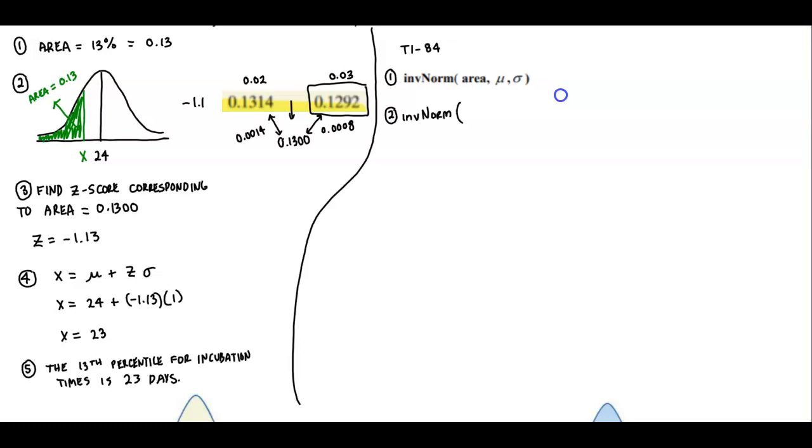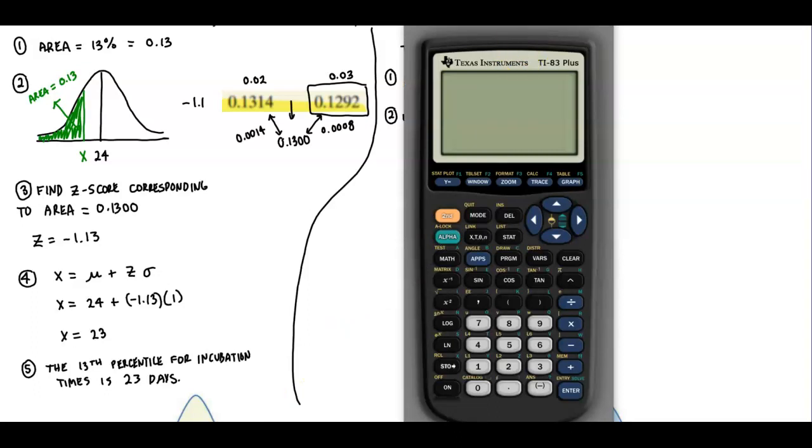And we know that the area that's given is 0.13. We know that the mean was 24. And we know that the standard deviation is 1. So let's go ahead and put that into our calculator.